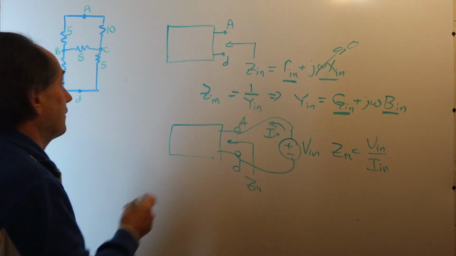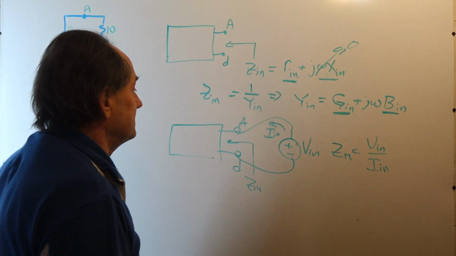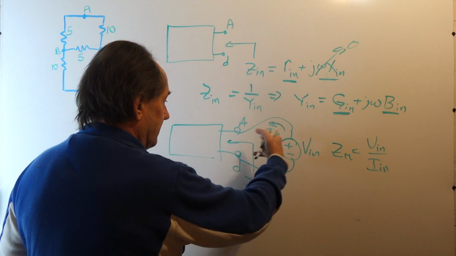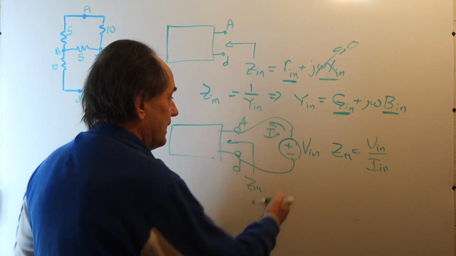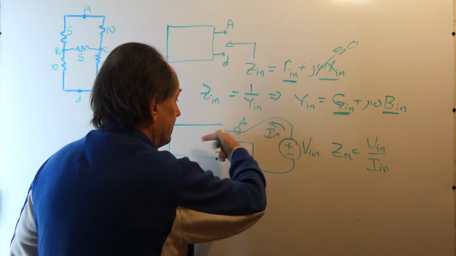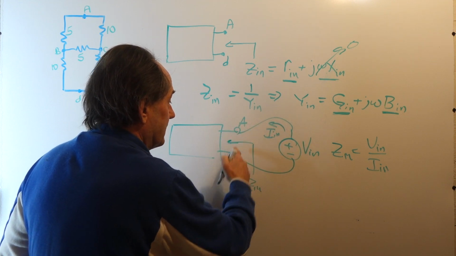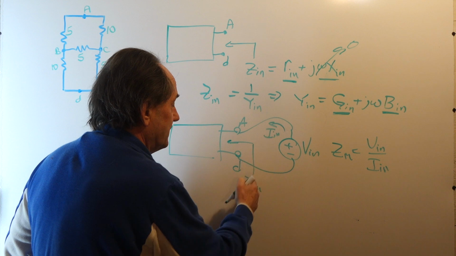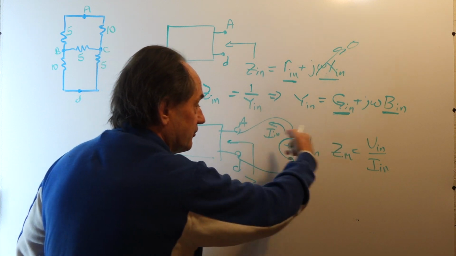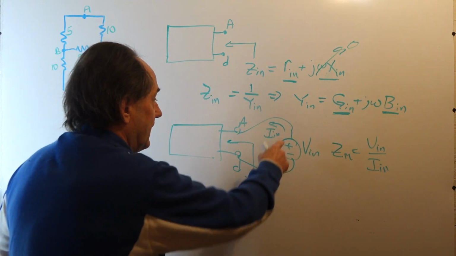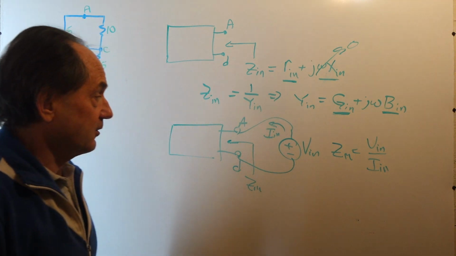We can collapse the network down to a single equivalent impedance, or we can drive the network with a voltage source and find the current that we need to insert into the network. We call this the driving point impedance. This is the driving point. We're driving it with a voltage source, and we compute the current.